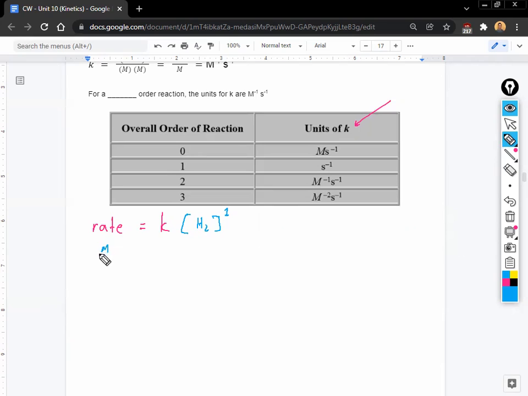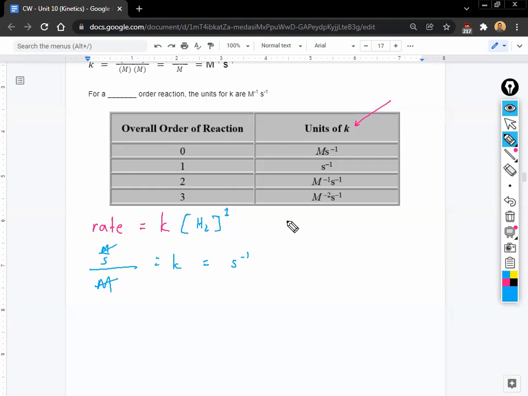So it'd be molarity per second divided by molarity. Okay, molarity cancels out. What's the only thing that we have left? Per second, second to the power of -1, which is why we get s to the power of -1. So just keep that in mind, that depending on the order of the reaction, the units of measurement will change.